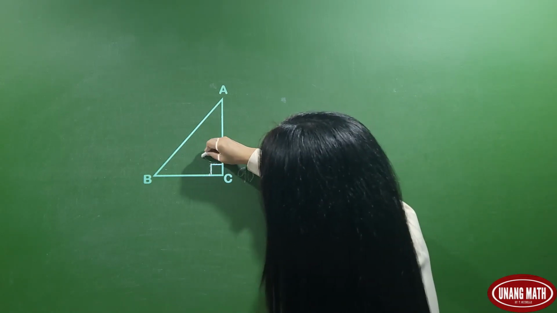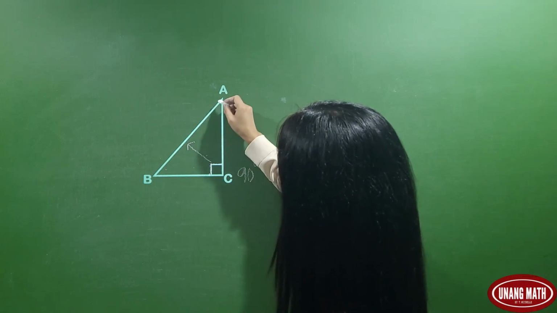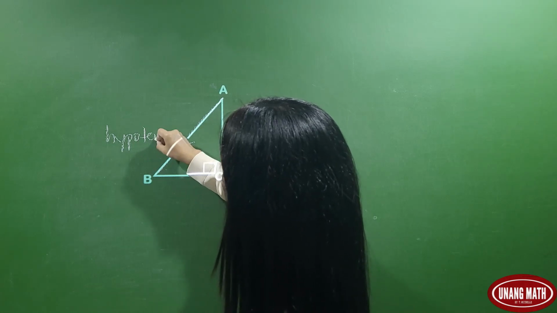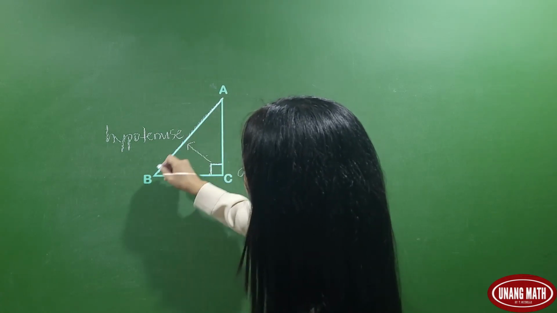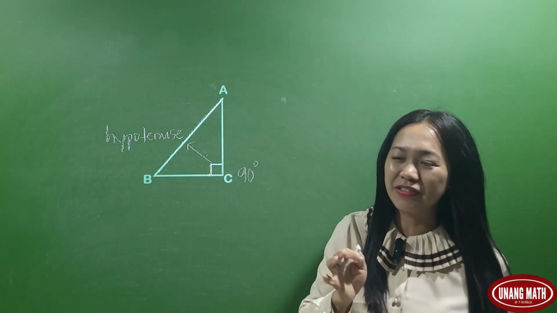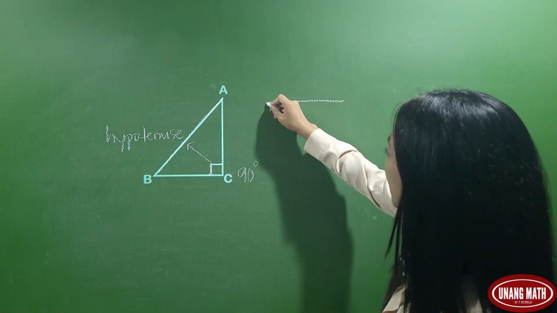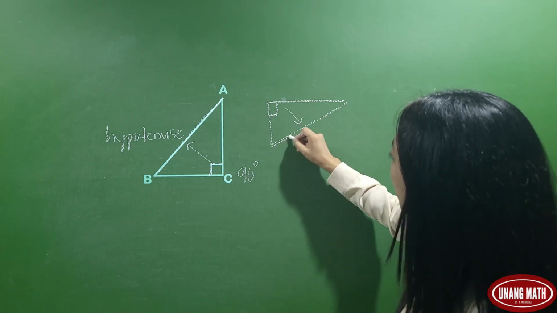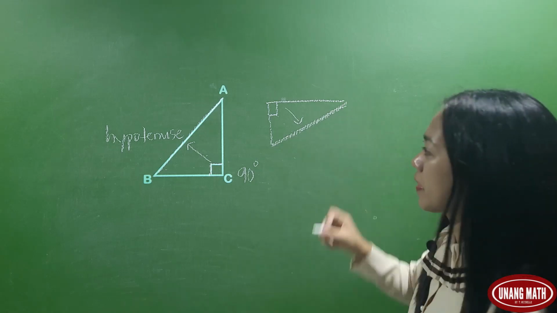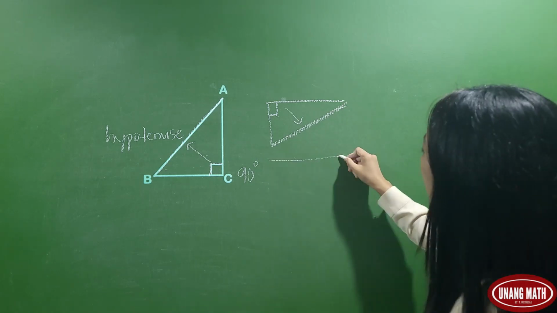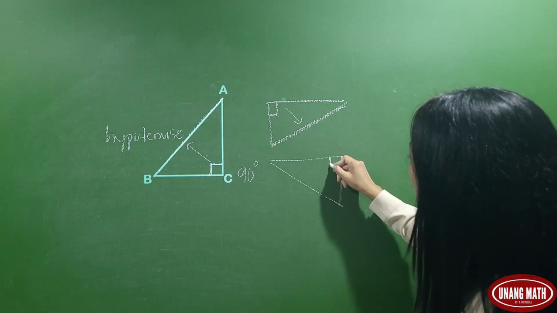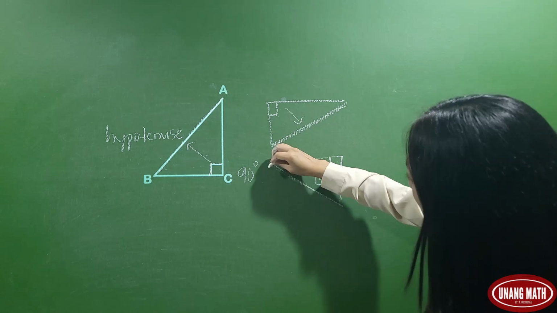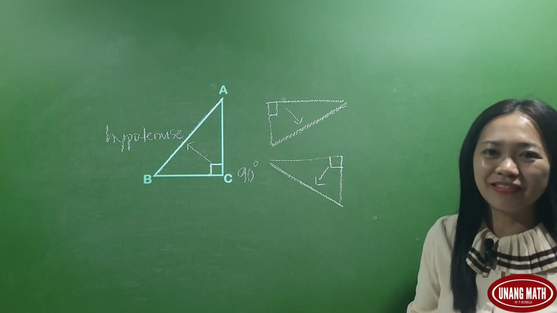The side opposite the right angle, or this side, is what we call the hypotenuse. So here, segment AB is the hypotenuse. So if your right triangle looks like this, this is the right angle, the side opposite is the hypotenuse. If your right triangle looks like this, this is the right angle, the side opposite is the hypotenuse.